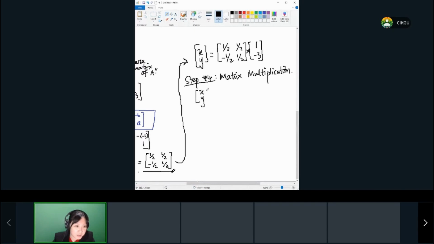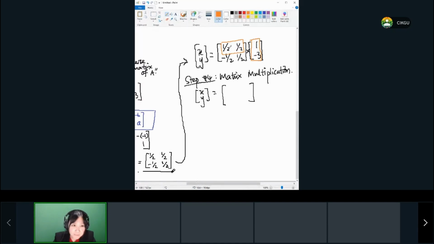Let me copy x and y. So how you multiply matrix is like this. This is the first matrix. This is the second matrix. The first matrix, we always take the row, horizontal. The second matrix, we always take the column. It's always like that: the matrix in front always takes the row, and the second matrix behind will always take the column.